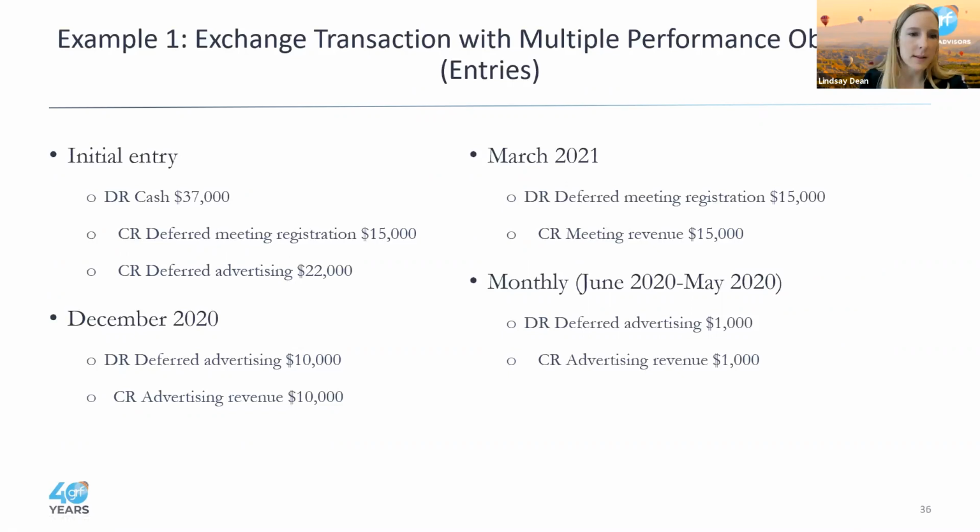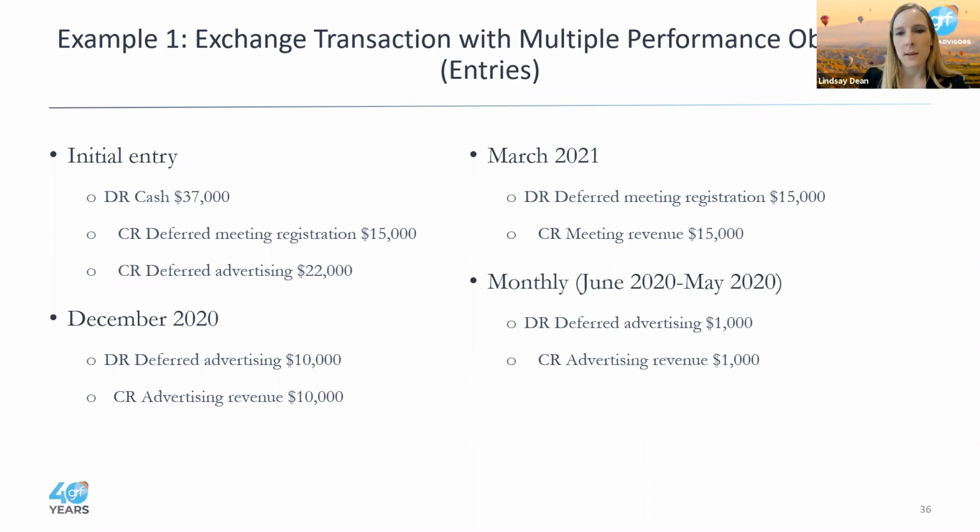Not going to go over all the details, but I think to point out, number one, they're disaggregating their revenue into the correct category. So we have meeting registration revenue and we have advertising revenue. So you're not going to just have one line that says contract revenue, as we might have seen in the past under the old GAAP. You're making sure to keep them in the correct categories.